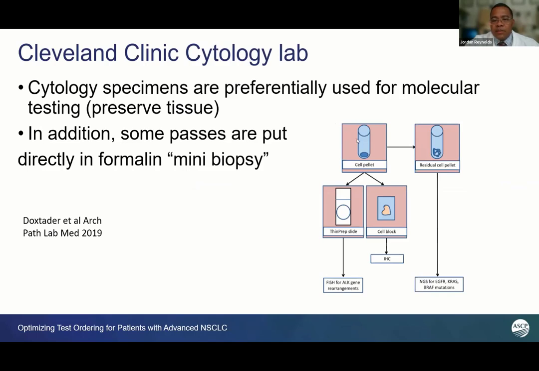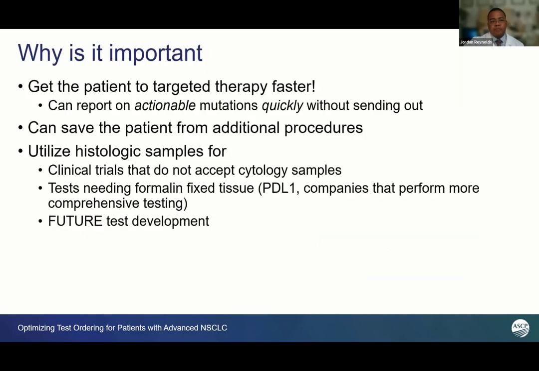So whenever we have an EBUS or a CT-guided FNA, we'll put everything in a cell pellet, make a thin prep slide and a cell block, and then we can use a thin prep slide for ALK rearrangements. We can use a cell block for IHC. We still have plenty of DNA in the fluid for insertion, deletion, mutations. In addition, we'll have the endoscopist passes directly into formalin and just leave it there, so it's like a mini biopsy. And that way, if they need any of these larger panels that companies offer, then that's available for the patient to prevent them from getting another procedure.